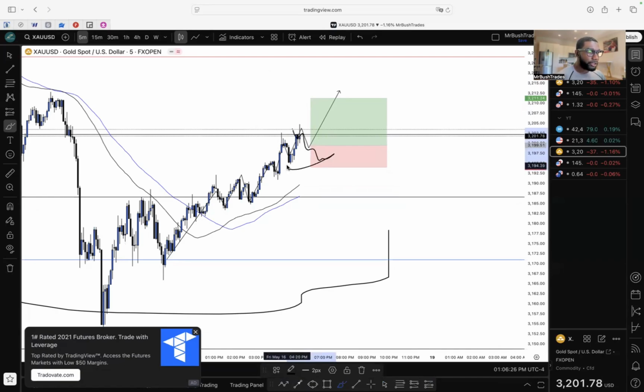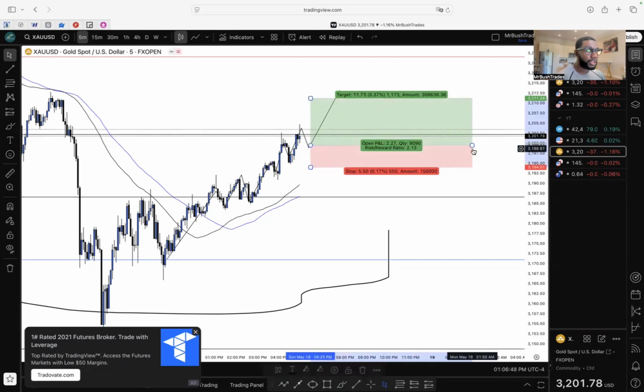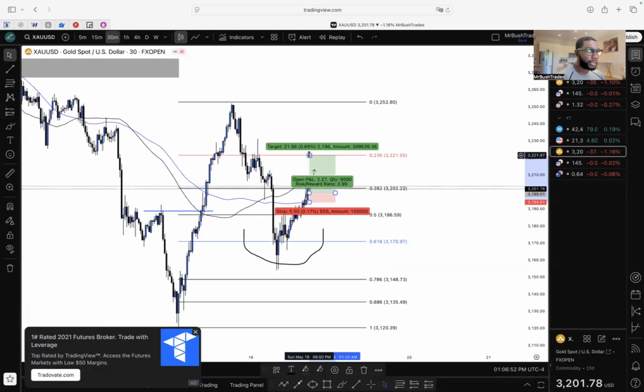And as long as it doesn't break this low point right here, then the structure is still bullish, right? But if it does break this low point right here, that means the whole trend is done and we want to get out of that trade. So if we want, we can look for entries here, all right, and then we can still target the higher high point, right? But the higher high point on M30 will be negative 27%.